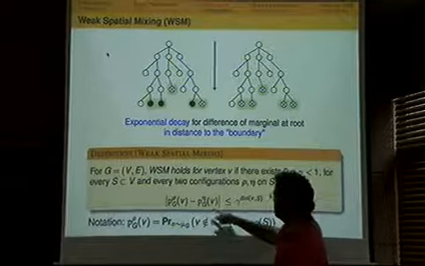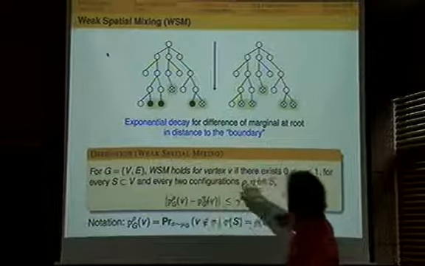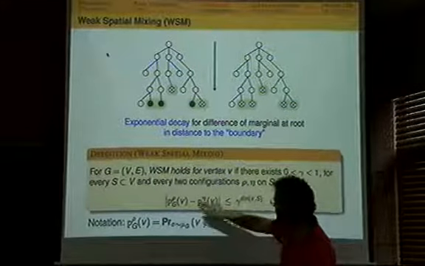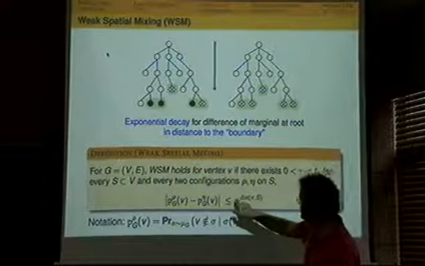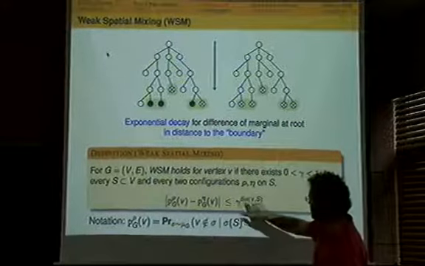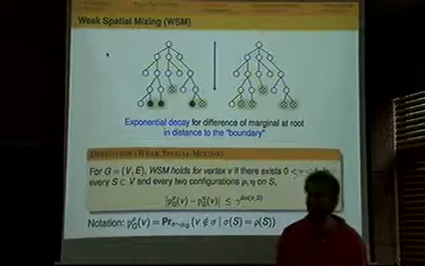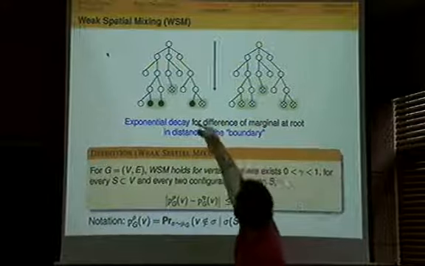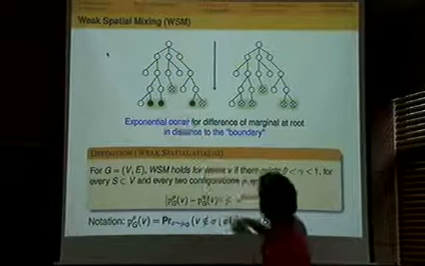Weak mixing says the marginal at the root, for the worst 2 configurations, for 2 boundary conditions, the difference is going to decay exponentially. So gamma is something less than 1. So it's going to decay exponentially in the distance from the green to the root. Okay? So the distance from the boundary condition to the root, the influence is going to decay exponentially in that.